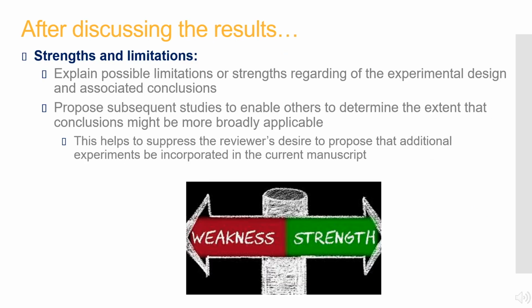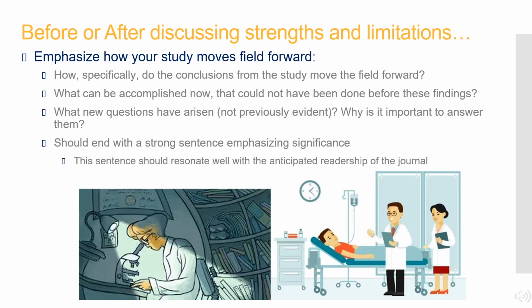After discussing your results, the next paragraph should state the strengths and limitations of your experimental design and your associated conclusions. In this paragraph, you can also propose subsequent studies that can make your results more applicable, which at the same time may suppress the reviewer's desire to suggest additional experiments for the current manuscript. Before or after discussing the strengths and limitations, emphasize how your study moves this field forward. Usually I incorporate this into the strengths and limitations paragraph, or use this as my last paragraph in the discussion.